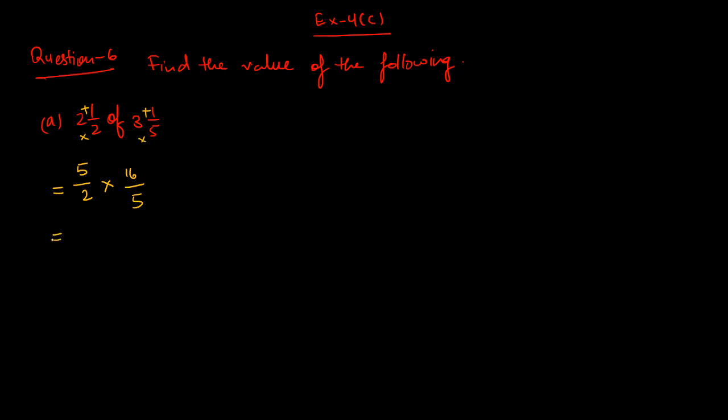Okay, now what we can do, we can reduce this 5 and this 5. 5 ones are 5, 5 ones are 5, and 2 ones are 2, and 2 eights are 16. So finally 1 into 8 upon 1 into 1, so 8 upon 1. And when 1 is there in the denominator, we do not write it. So your answer is 8.